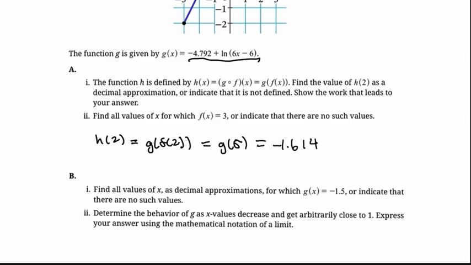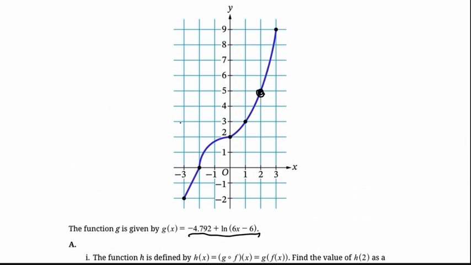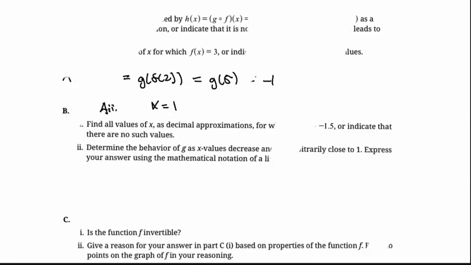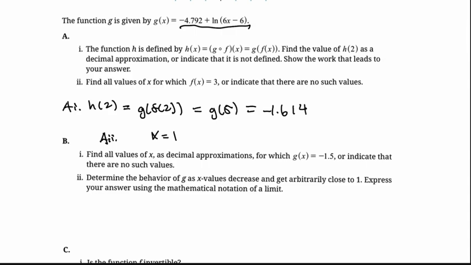For the next part, A2, find all values of x for which f of x equals 3. So we have to find when the output of function f is 3, and that occurs here. So that means when x equals 1. Next is part B. So we have to find all values of x where g of x equals negative 1.5. So we need to use Desmos for this.